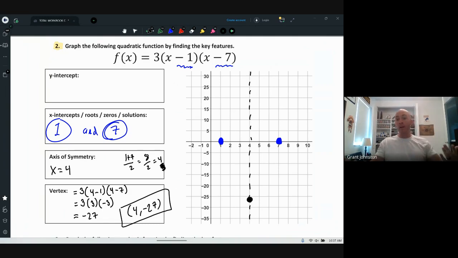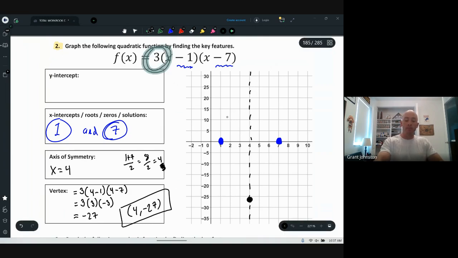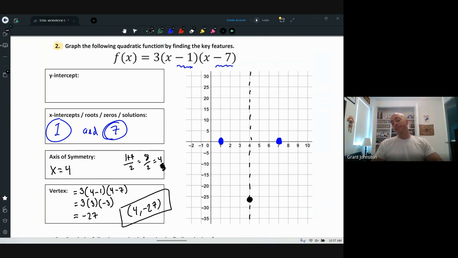So we got a nice parabola. It's going to open up, which makes sense. The leading coefficient is 3, positive 3. Let's get the y-intercept. Now, I know the y-intercept is going to be somewhere over here, right? It should be up there if I kind of drew a parabola. It's going to be up there. But let's find the exact location by substituting 0 in for x.